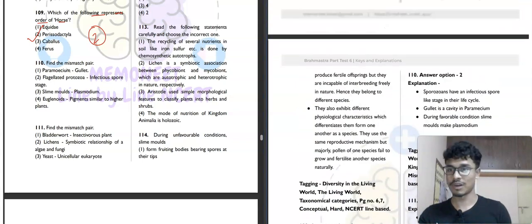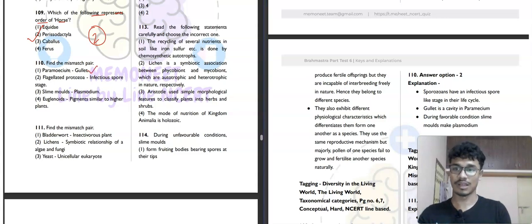Sorry, question number 110 just missed. It is saying to find the incorrect mismatch pair. The first option is giving Paramecium gullet. Is it right or wrong? We will try to identify. Gullet is a cavity present in Paramecium, so it is absolutely correct.